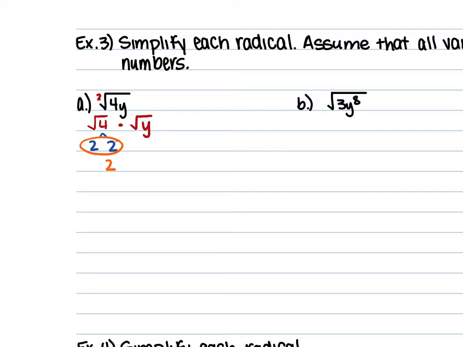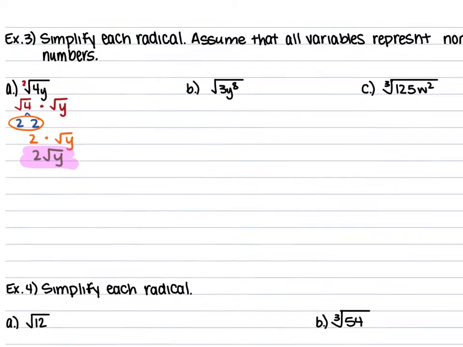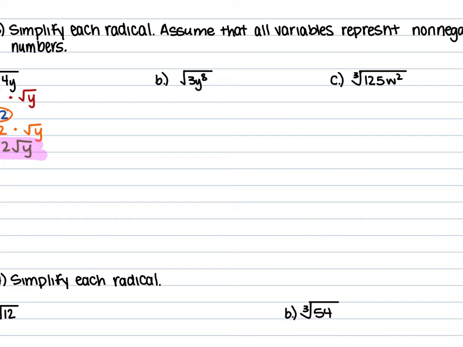However, the square root of y you cannot do because y is just y. It's not y times y, so you cannot pair up another y with the y. So you're going to be doing 2 times the square root of y. You just pull these together, and you have 2 square root y. So if you cannot simplify that radical, you just multiply them together and keep them attached to one another.